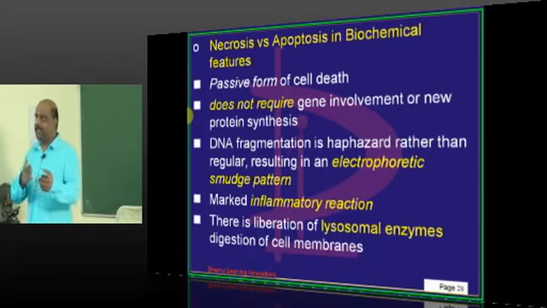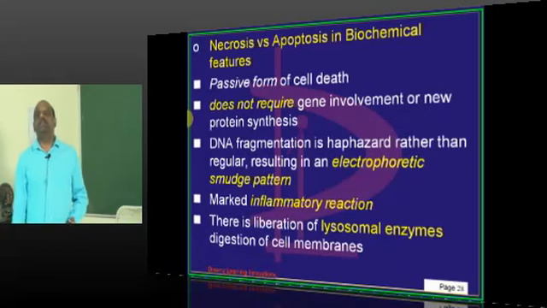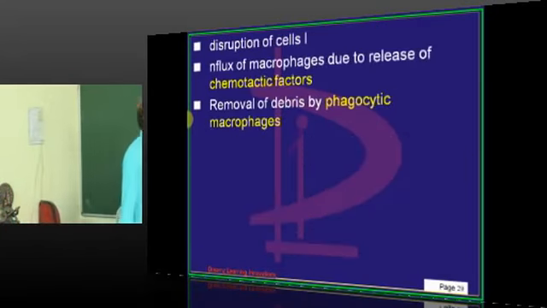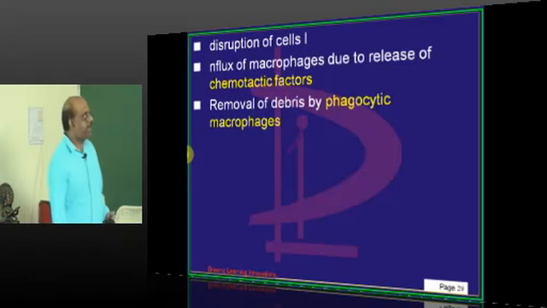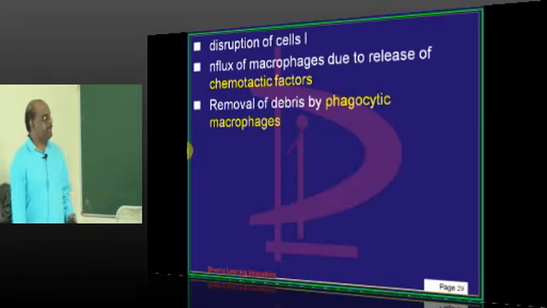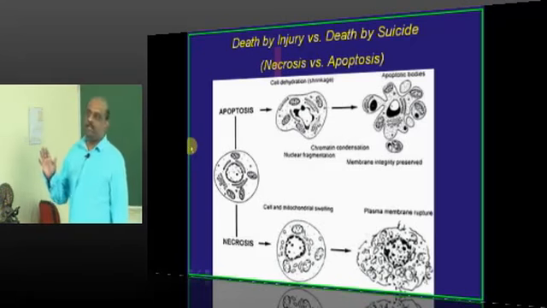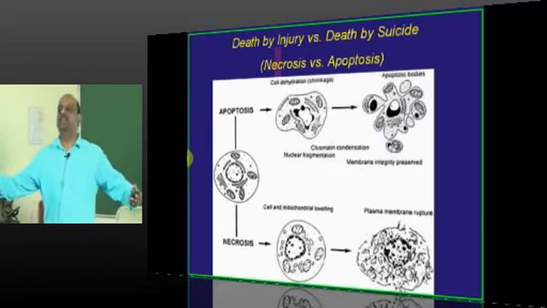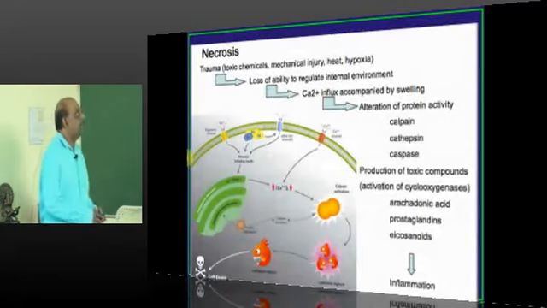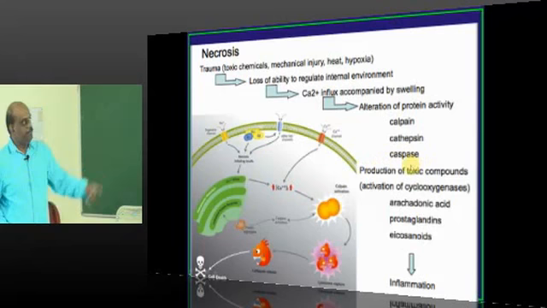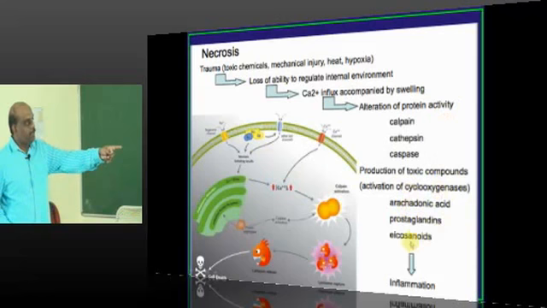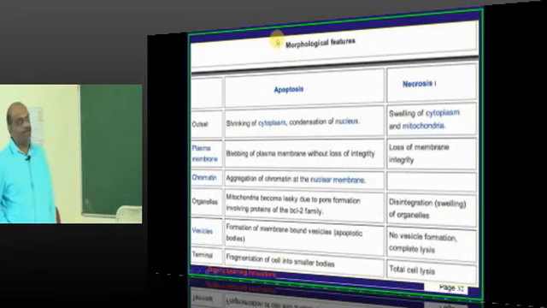Now doctor, marked inflammation is necrosis. Lysosomal enzymes eating the cell is a process seen in necrosis, not in apoptosis. Then disruption of cells, involvement of chemotactic factors, involvement of phagocytic macrophages. Macrophages are also involved in capturing the apoptotic bodies, but they are more involved in necrosis. So death by injury is necrosis; death by suicide, where the cell decides my life is enough, becomes apoptosis. The calcium influx, cathepsins, caspases are also part of necrosis, and all the inflammatory mediators are seen in necrosis.